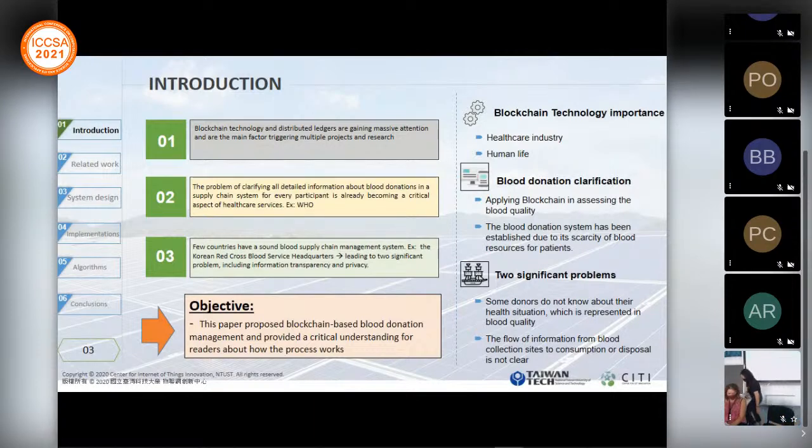One is that some donors do not know about their health situations. This reflects in blood quality. And one more is that the information flow from the place of blood collection to the place of consumption or destruction is unclear. That's what's in bias. And finally, we decided to research and come up with a solution to that problem: blood donation management, which is based on blockchain technologies.